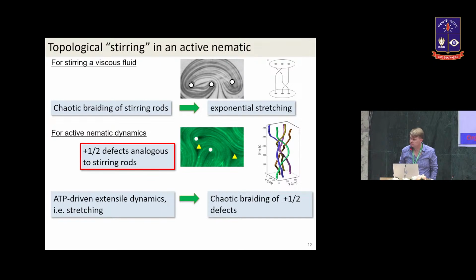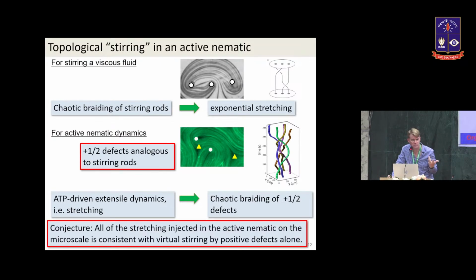Okay. That said, we conjectured that all of the mixing of this active nematic system you could think of as being driven by a kind of virtual stirring by the defects. And in order to make this idea precise, we need some measures of chaos. We need some measures of how well the mixing is taking place. The first of these is the most famous measure of chaos, the Lyapunov exponent. A Lyapunov exponent just describes how quickly two nearby trajectories diverge from one another.